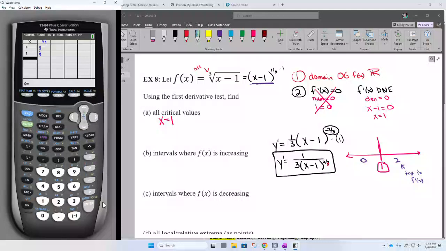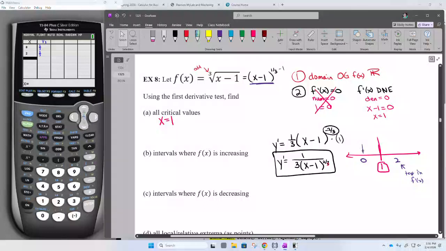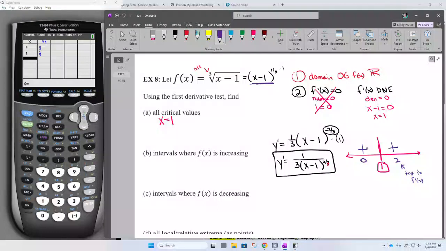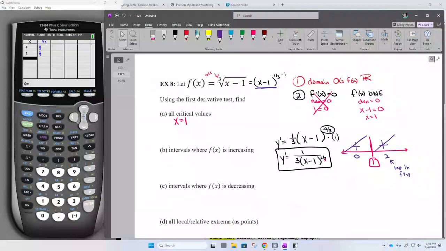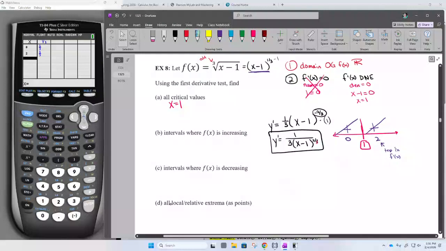I don't care that they were both 1/3 or that they were even the same thing. All I care about is one was positive and the other one was positive. So I have a positive and a positive. So that means it was increasing and increasing. So immediately I know that there's not a max or min. So down here for all local relative extrema, there's none.